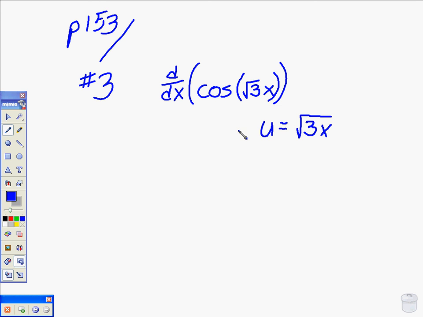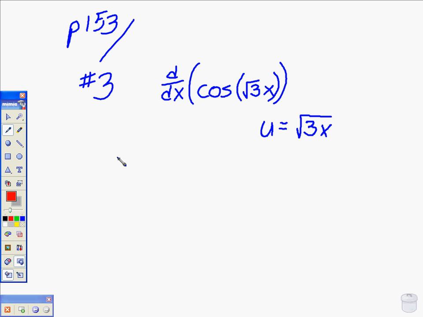If you look at the problem carefully, you'll see that when they write the cosine of the square root of 3x, the square root sign is only over the 3. The x is not part of the square root. But then over here when they give you u, they say use the square root of 3x, where x is inside the square root. Well, that's different. So we need to understand what the problem would be here.